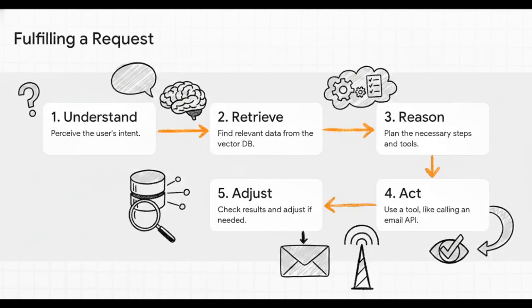Say you ask it to "summarize my tasks and email my team." The agent first has to understand what you want. Then, it retrieves the relevant tasks from its memory in that vector database. Next, it reasons. It plans out the steps. Then it acts by using a tool, maybe calling an email API. It can even check its work and adjust if it needs to. This whole perceive, reason, act loop is what makes an AI a true assistant, not just another chatbot.